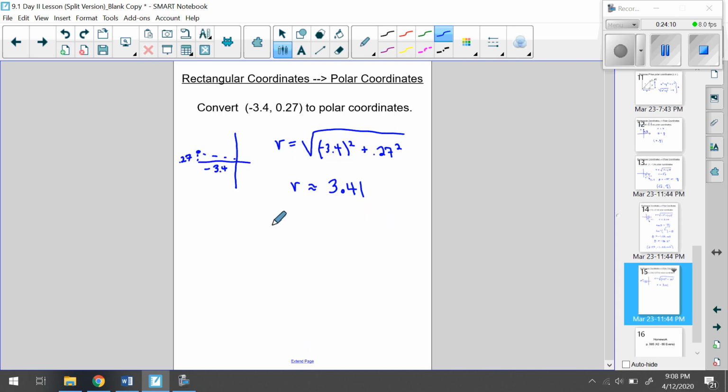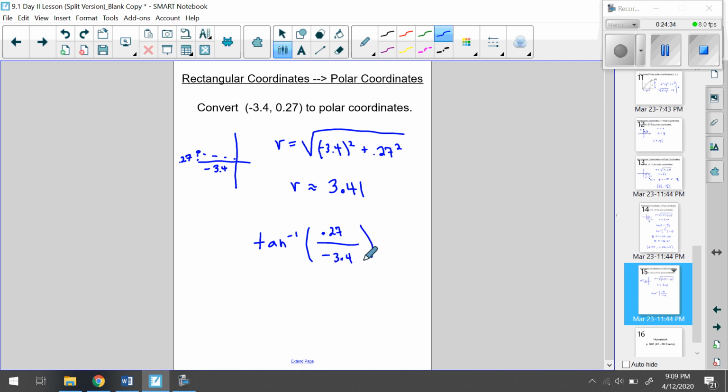Okay, then we want to find the angle theta. So again, this is not one that is common to me. I can't look at these numbers and know what the angle is. So we're going to use the inverse tangent again. So we're going to say the inverse tangent of y over x. So that's 0.27 over negative 3.4.